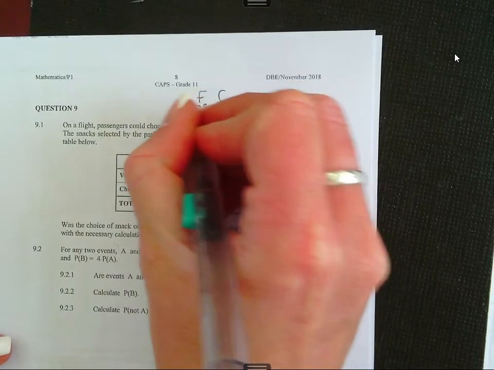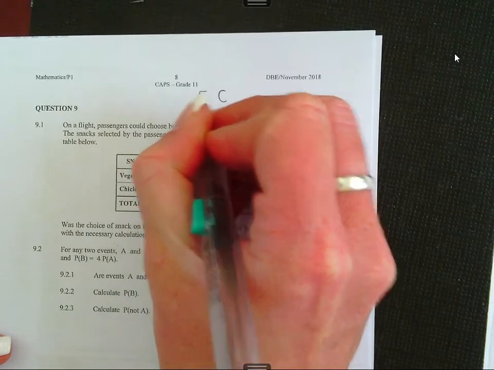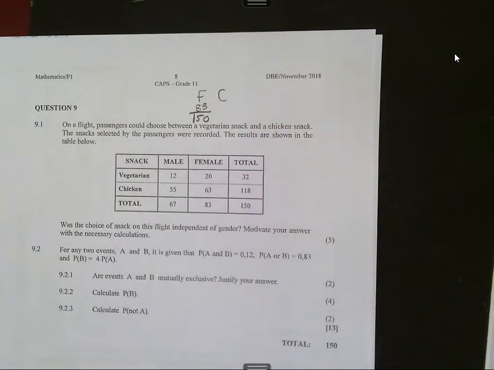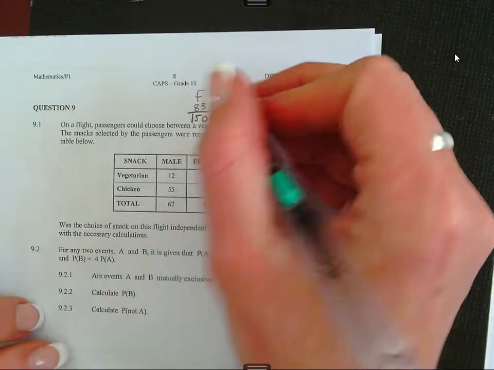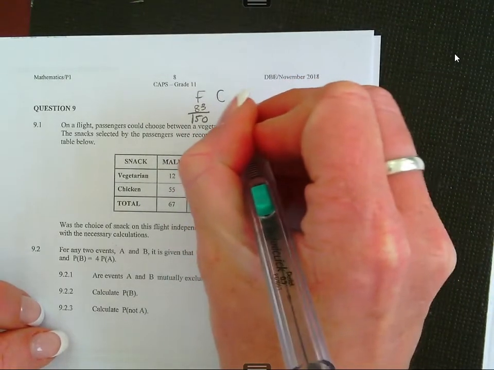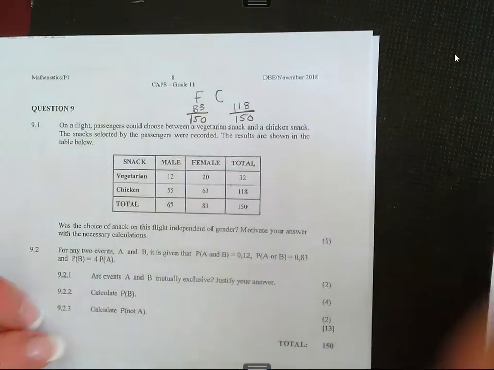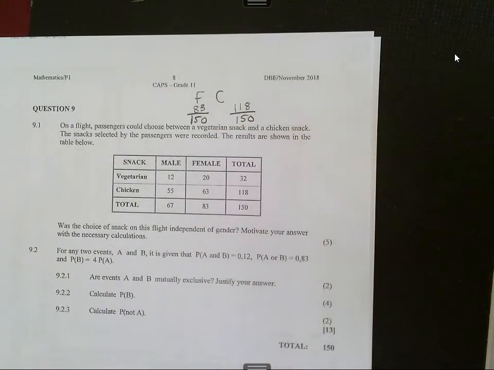83 over 150. Very good. Do you all understand why it's 83 and why it's 150? Yes. Okay. What is the probability of picking someone that chose chicken on this flight? 118 over 150. What's the probability of choosing someone that's female and that chose chicken?